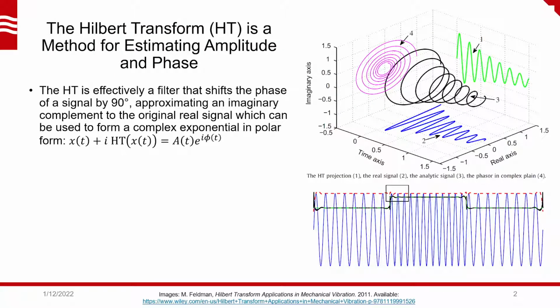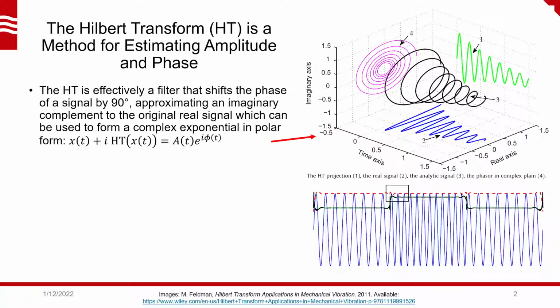First, let's take a look at the Hilbert transform, which is a signal processing technique that can be used to estimate the amplitude and phase of some sampled oscillation. The Hilbert transform itself you can think of as a filter that shifts the phasing of the input signal by 90 degrees. If you take the input and the Hilbert transformed result as the real and imaginary parts of a complex number, you can form a complex exponential in polar form with the desired amplitude and phase quantities.